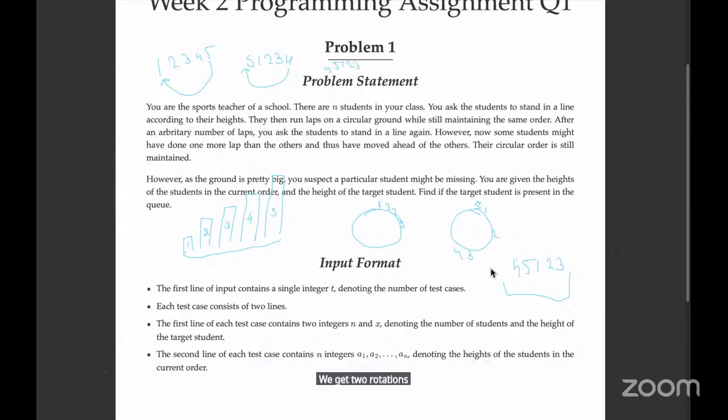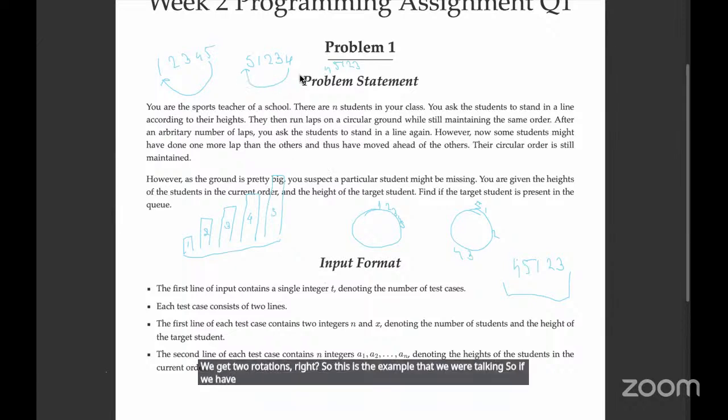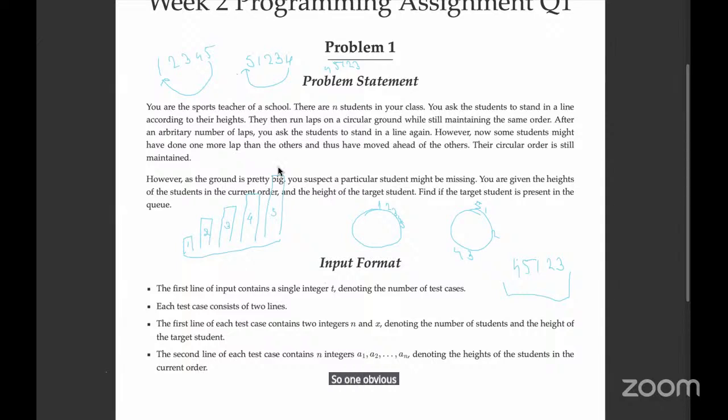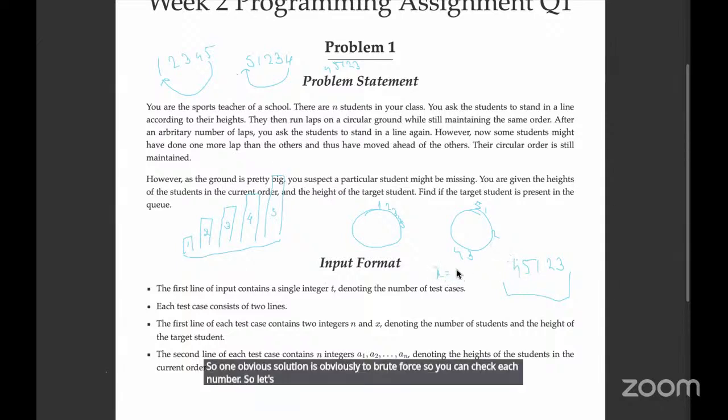So this is the example that we were talking about. If we have a rotated list of sorted numbers, we need to find whether a number exists in that list. One obvious solution is brute force. You can check each number. Let's say I want to find x equals 2.